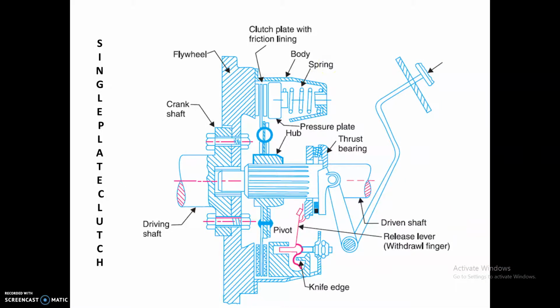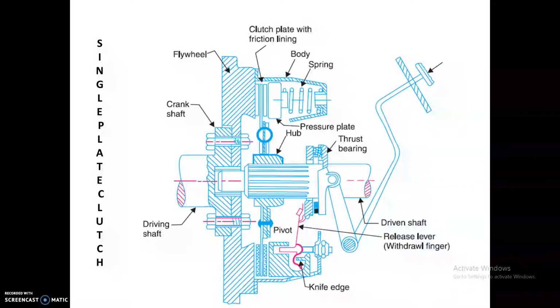The clutch is disengaged. When the pedal is released, the pressure plate moves to the left due to the clutch spring force, which are arranged circumferentially, and thus the clutch is again engaged. So engagement of the clutch will take place.